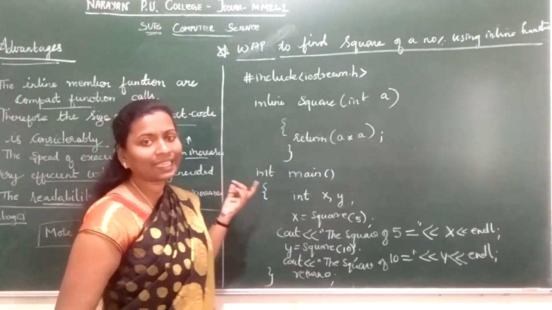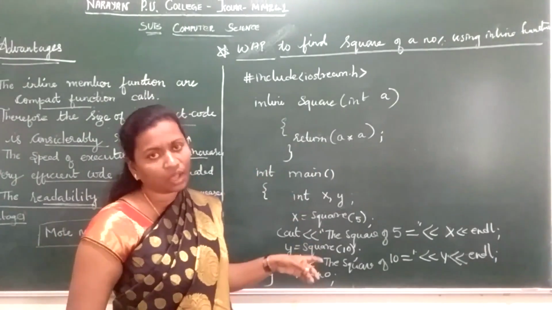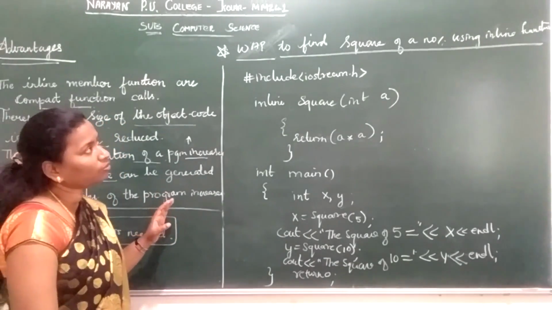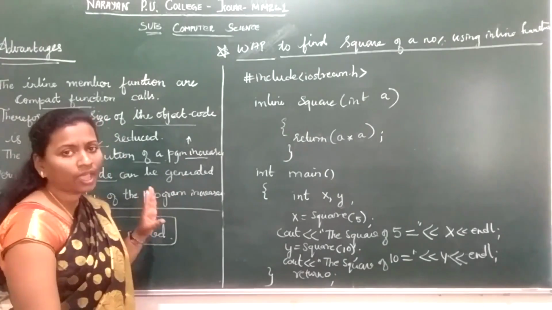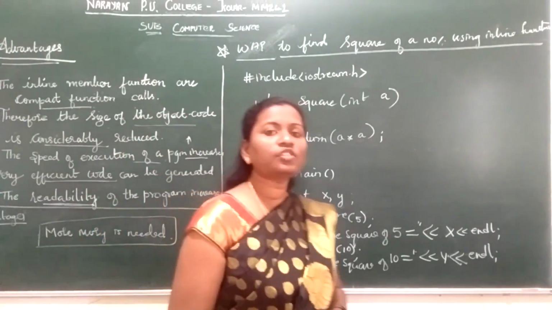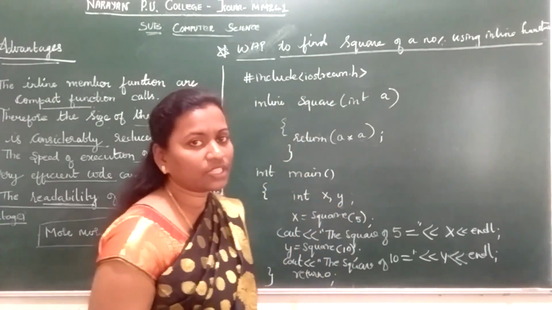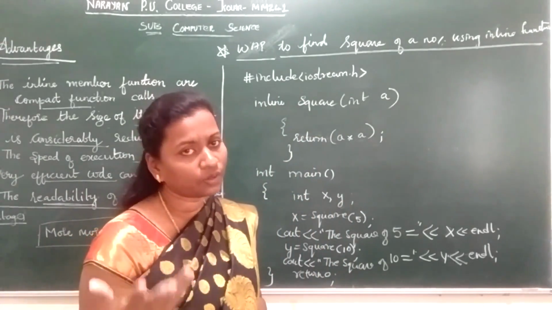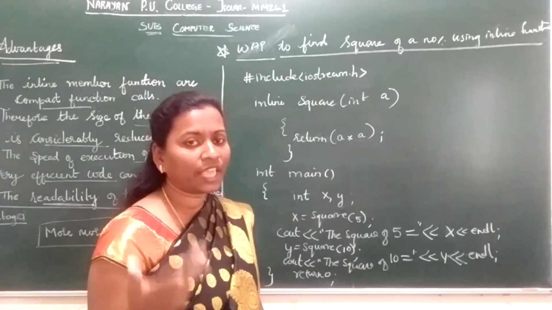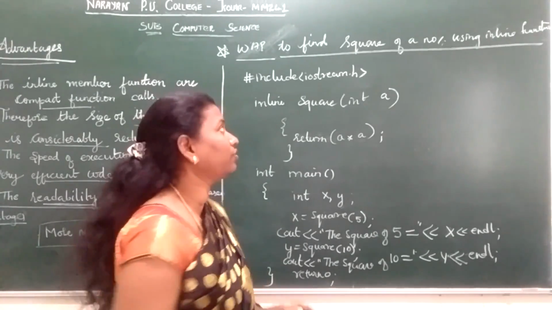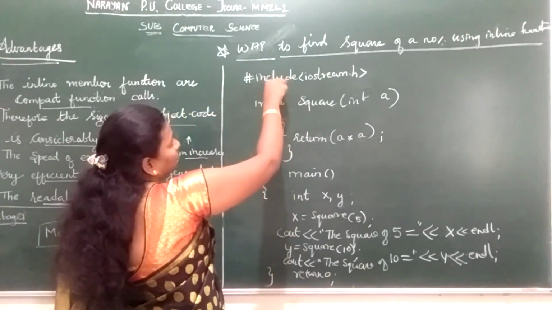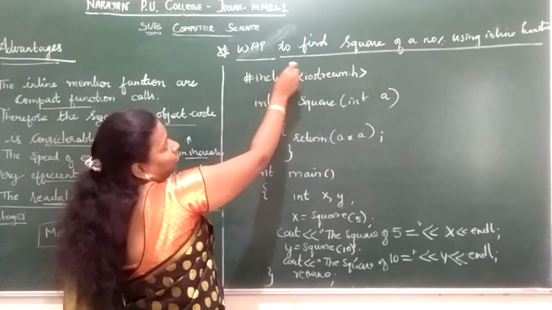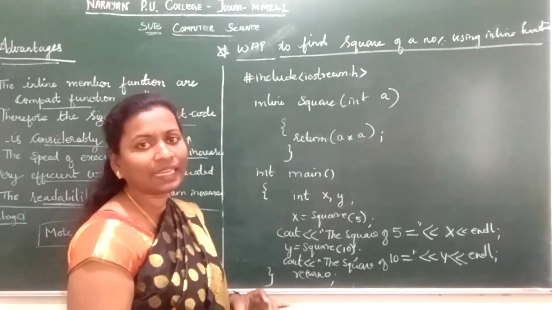Inline function: we are taking a number. How to find the square of a number by using inline function? That is the program task. It's going to find the square of a number. We are just going to multiply a into a. A square is nothing but a into a. If you want to find the cube of a number, it is a into a into a. That is the difference. You can take either example, square or cube, it's up to you. I've taken square. Write a program to find the square of a number using inline function.